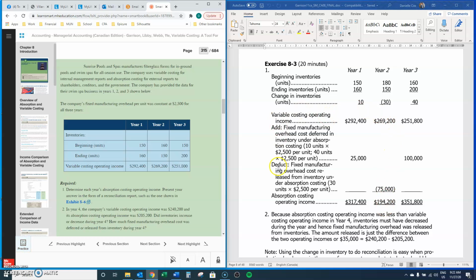So this format, make sure you understand it. It's actually possible that you could be given absorption costing and you have to work the other way. So make sure you know this inside and out.